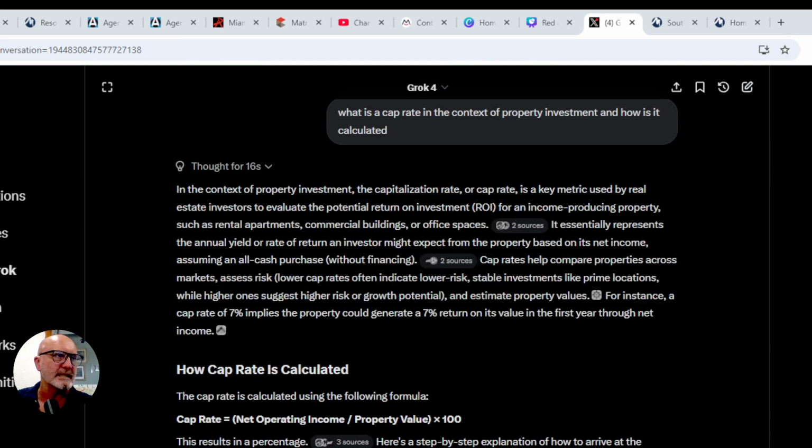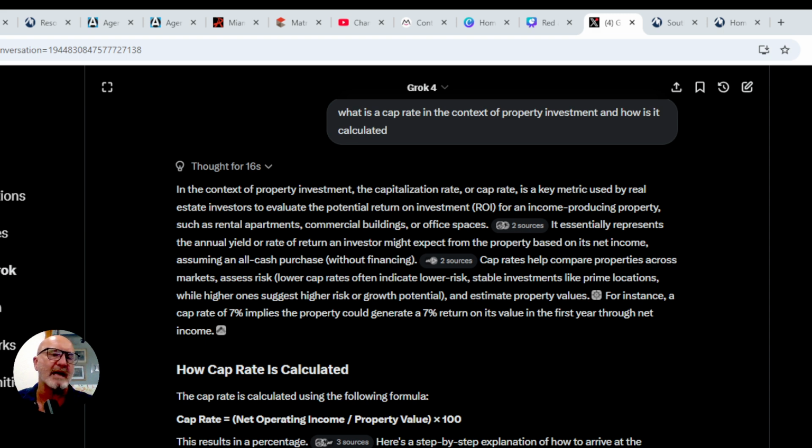A few minutes later, I've done a deep search on this. In the context of property, the cap rate is a key metric used by real estate investors to evaluate potential return on investment, etc. Cap rates help compare properties across markets, assess risk, and yeah, typical things that you would expect when you're trying to get a value.